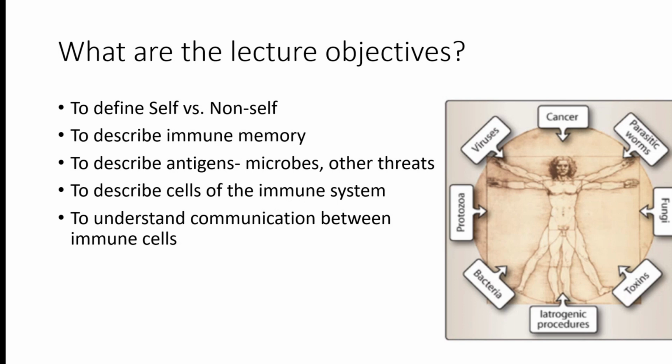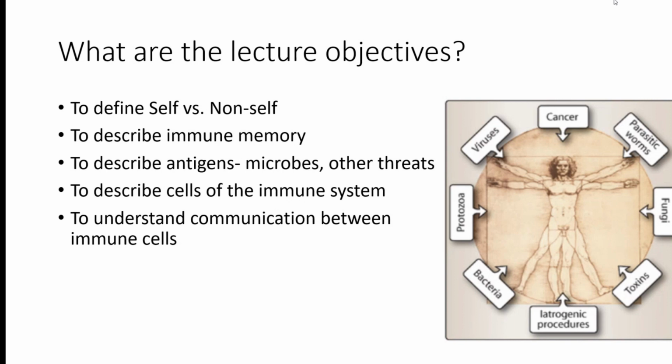I put the image on the right here to kick off the concept of what some of the threats might be that could be problematic for the human. Those include things that you're probably pretty familiar with: bacteria, viruses, and non-infectious causes such as cancer. The term at the bottom is maybe one that you're not as familiar with, the term iatrogenic.